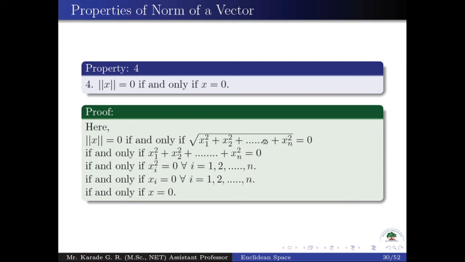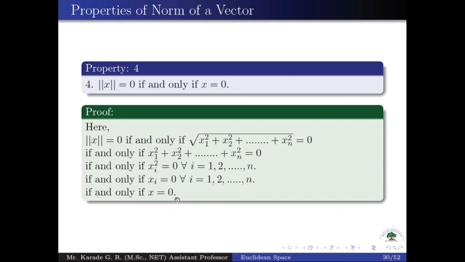and this quantity will be 0 if and only if the quantity inside the square root is 0, means if and only if x1 square plus x2 square plus dot dot dot plus xn square is equal to 0, and this addition will be 0 if and only if, this being the addition of squares, all terms are 0, means all xi squares are 0 for i equal to 1 to n, and xi squares are 0 if and only if xi is 0 for all i equal to 1 to n, and if all xi's are 0, then x must be a 0 vector.